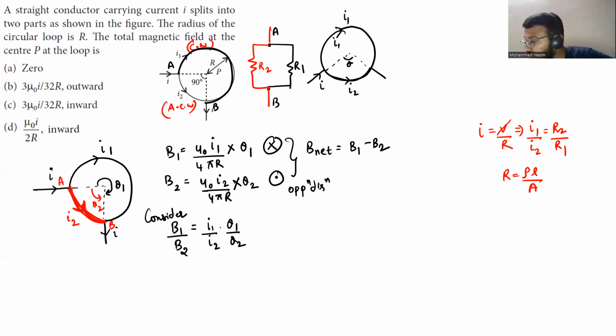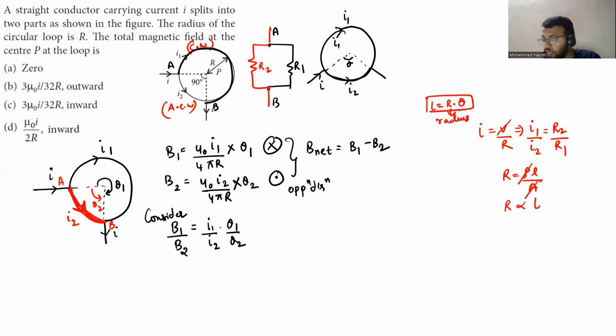Because I'll write one more equation. I don't want to write many equations to confuse you, but still, arc length, we know, is equal to radius multiplied by theta. So here, R is equal to rho L by A. The cross-sectional area and the resistivity are the same for both the materials.